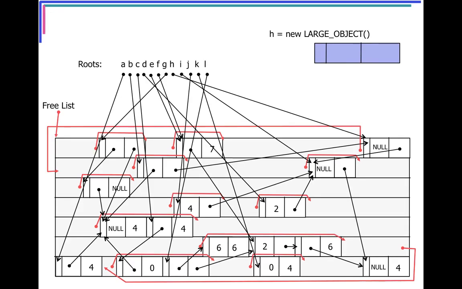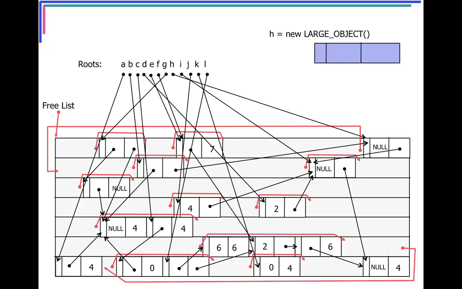As an example, I have a large object, and in the program, the operation is to allocate an object of this type called large object and, after the object is constructed, that is initialized, return its address to the program and store it in the variable H. Also in this picture, I have a bunch of other variables: A, B, C, D, E, F, G, H, I, J, K, L.